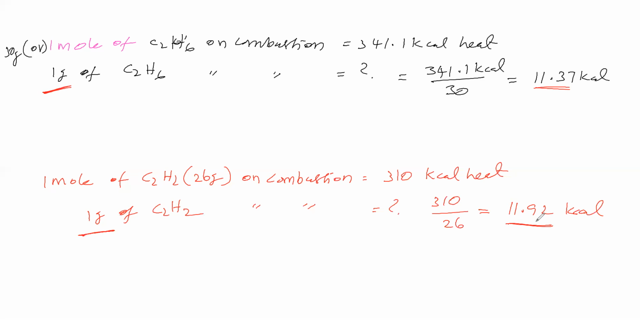So which is better fuel? Acetylene, otherwise ethane. Acetylene is better fuel. Ethane is not better fuel because 1 gram of acetylene liberates 11.92, which is greater than this. Therefore a better gas welder is acetylene, we can say.